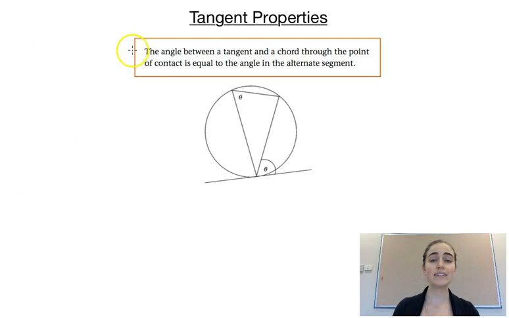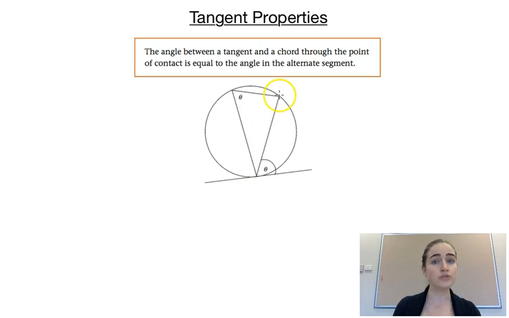Our next property states that the angle between a tangent and a chord through the point of contact is equal to the angle in the alternate segment. So breaking that down, what it means is we've got a tangent to our circle drawn along here. Then through this point, we've got a chord drawn. So that's this line up along here. So that chord has to pass through that point. It can't just be a random chord somewhere else in the circle. So it passes through that point.